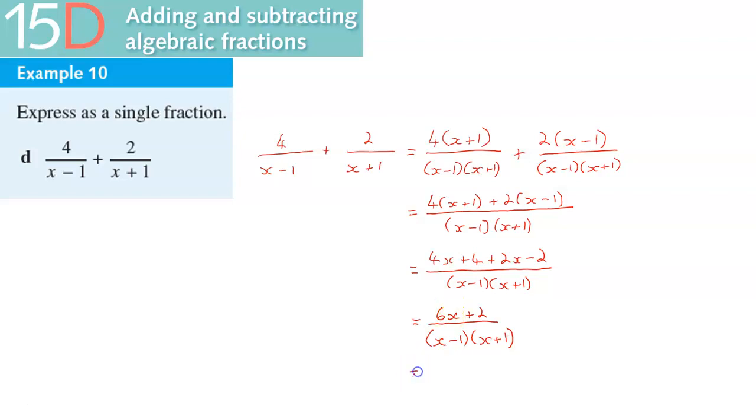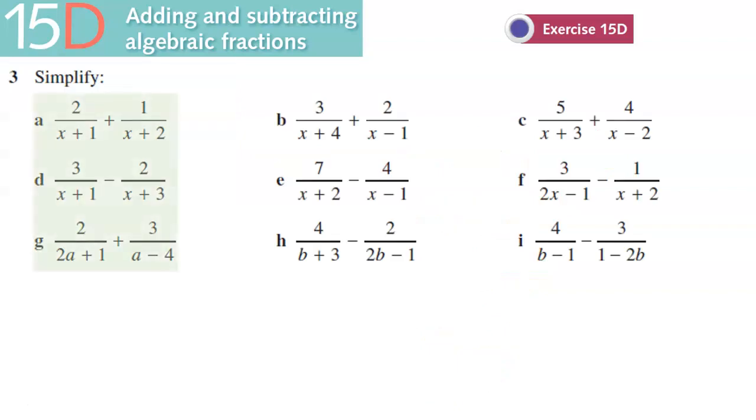What I can do, there is a common factor of 2 in my numerator, so I can factorise that, because sometimes I will end up with a factor that matches with one of the factors on the bottom, then I can simplify even further. Pause the video now while you have a go at these parts from question 3. Be careful when you subtract.